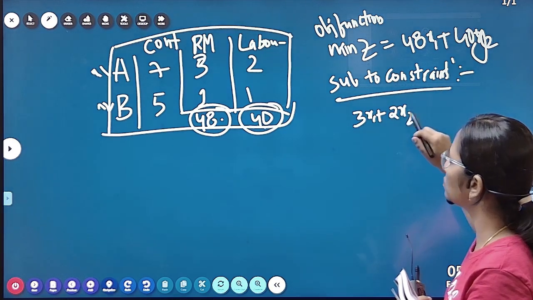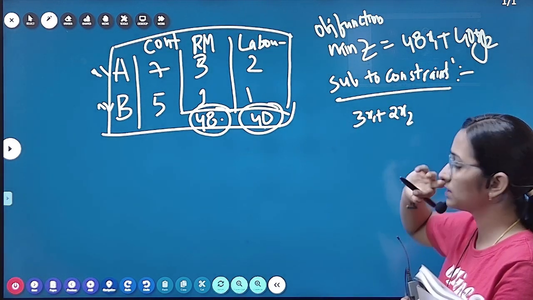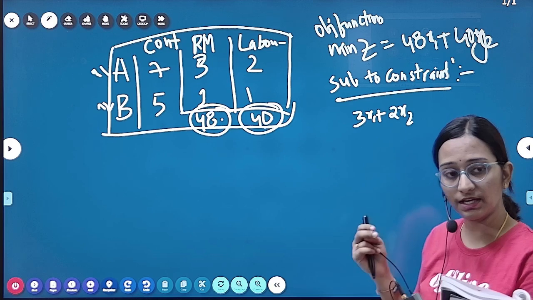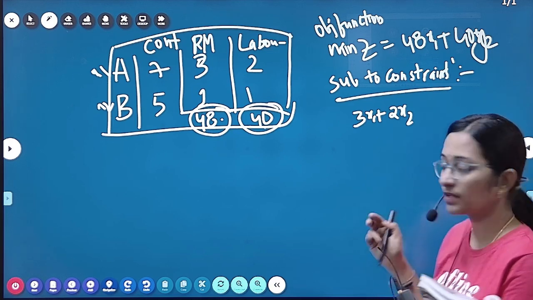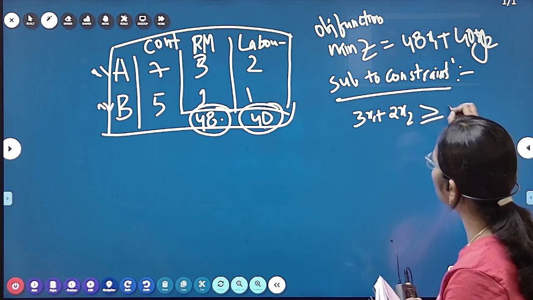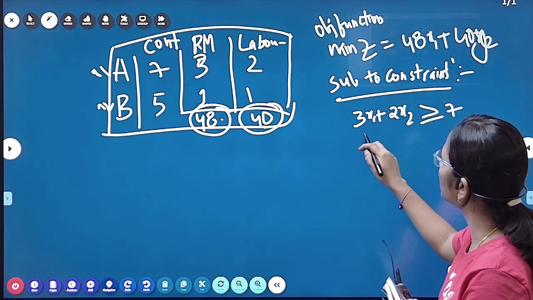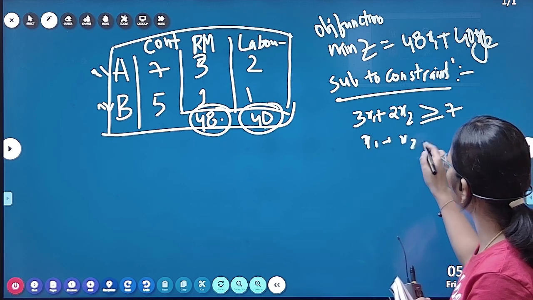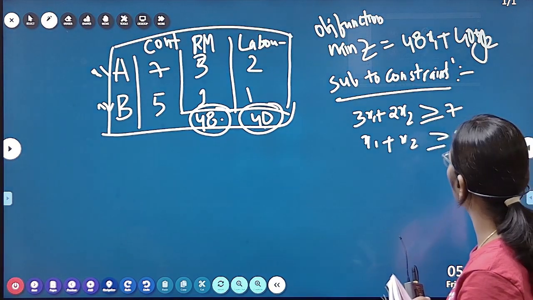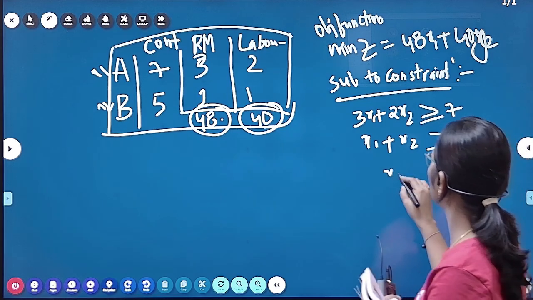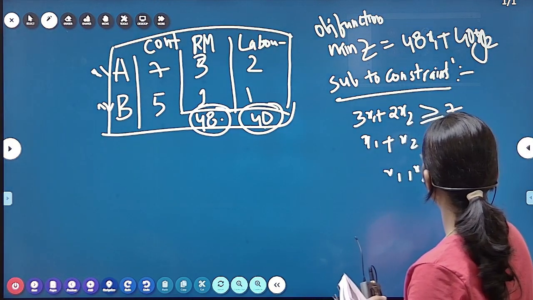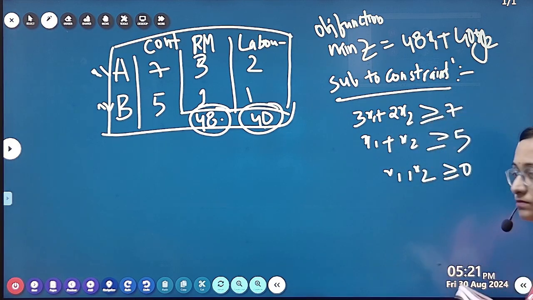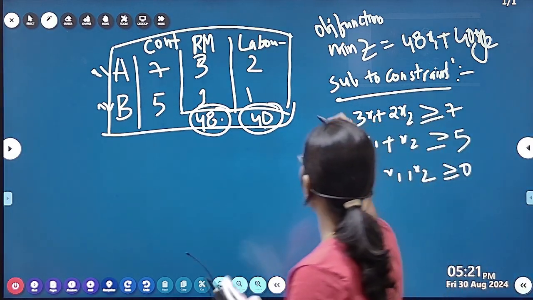So 3x1 plus 2x2, the contribution is 7, but in the question we need to maximize. So will it be greater than symbol or less than symbol? Greater than. So greater than or equal to 7. Next, x1 plus x2 greater than or equal to 5. And x1, x2 should be greater than or equal to 0. So this is the dual problem.